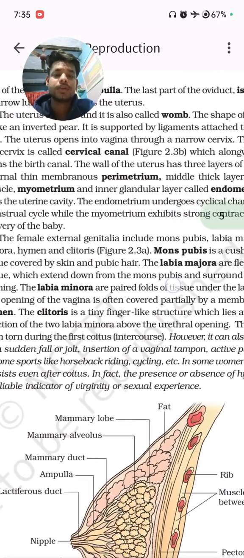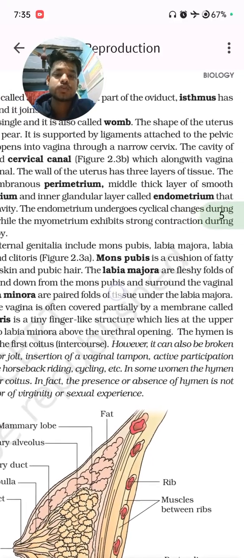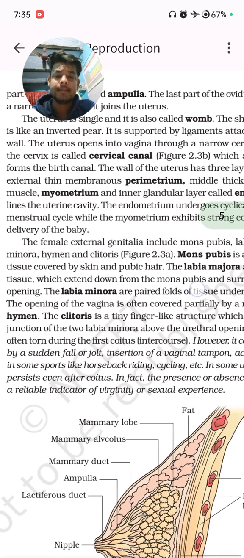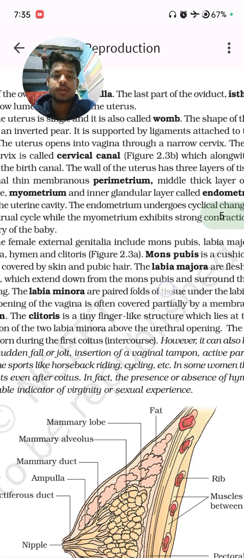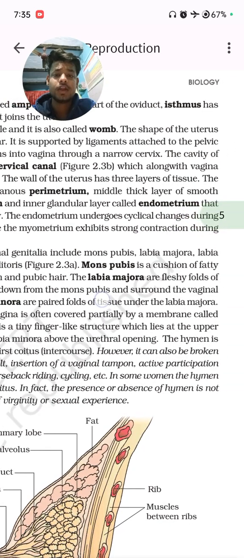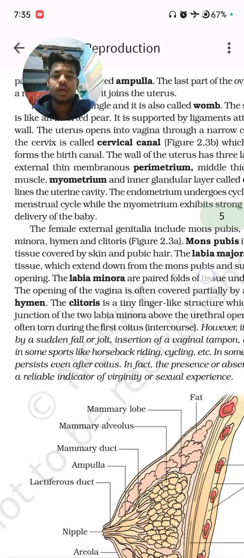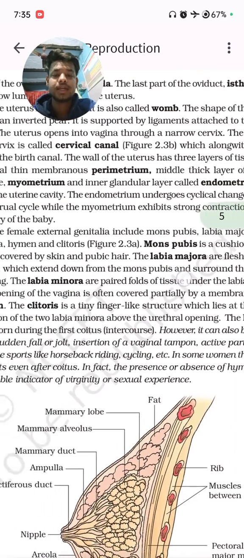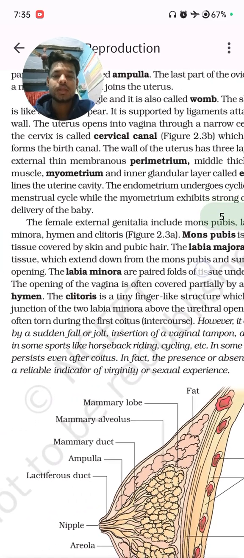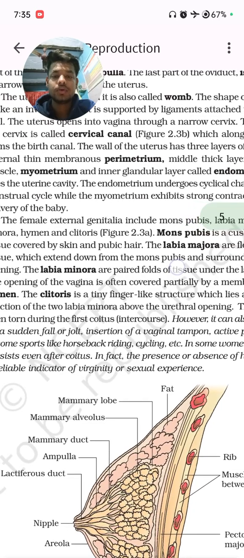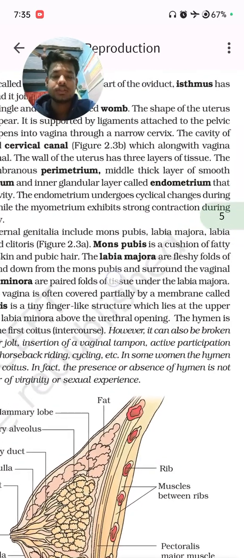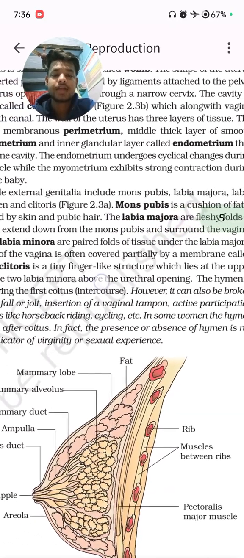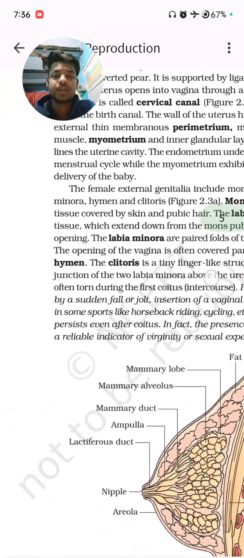The wall of the uterus has three layers of tissue: the external thin membranous perimetrium, the middle thick layer of smooth muscles, the myometrium, and the inner glandular layer called the endometrium that lines the uterine cavity. The endometrium undergoes cyclical changes during the menstrual cycle, while the myometrium exhibits strong contraction during delivery of the baby.